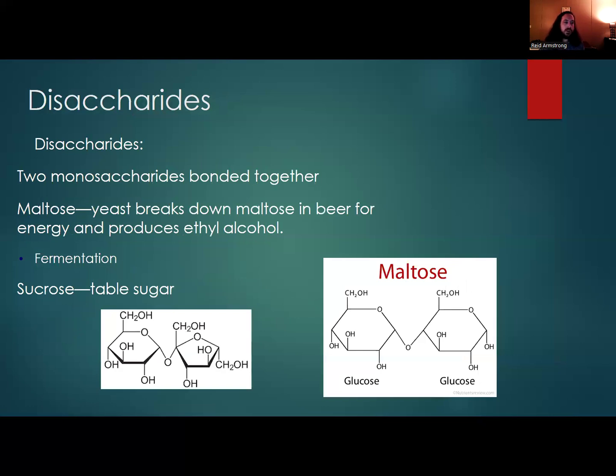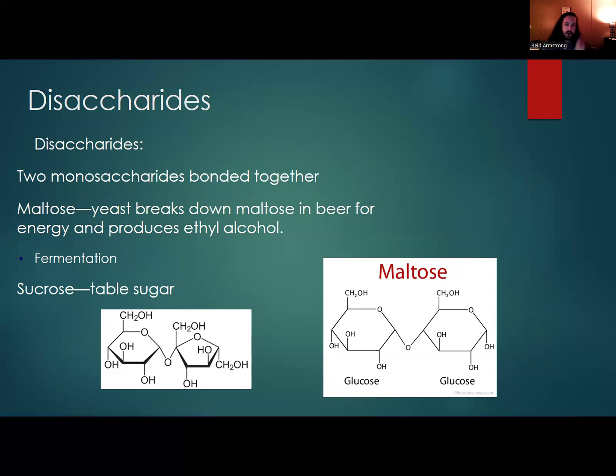Going on, disaccharides, as I said, are going to be two monosaccharides bonded together. The common one for this is going to be maltose. So yeast breaks down maltose in beer for energy and produces ethyl alcohol, which is the fun stuff. This is also called fermentation. And there is also sucrose, which is table sugar, so something that's really, really common.